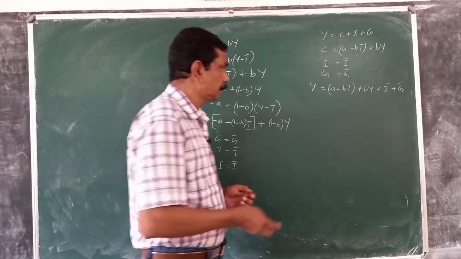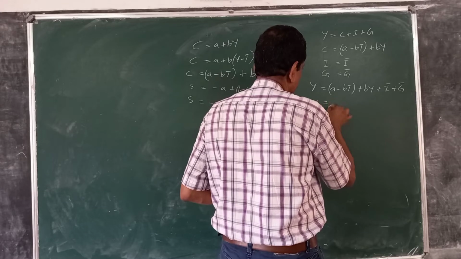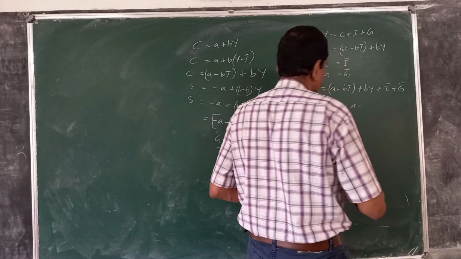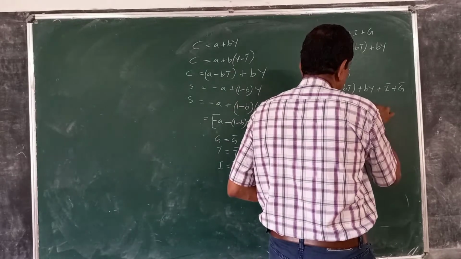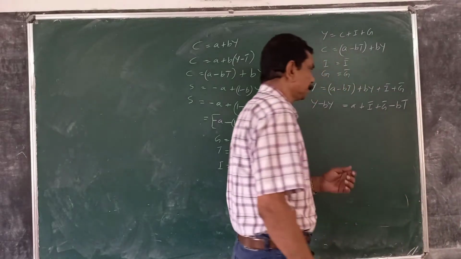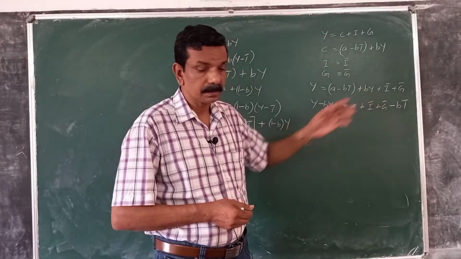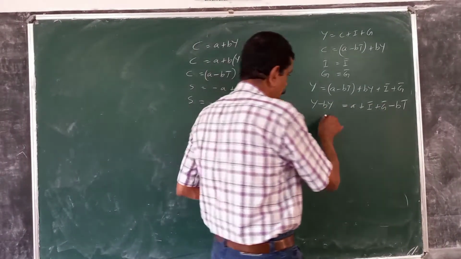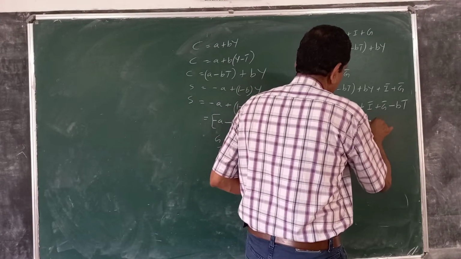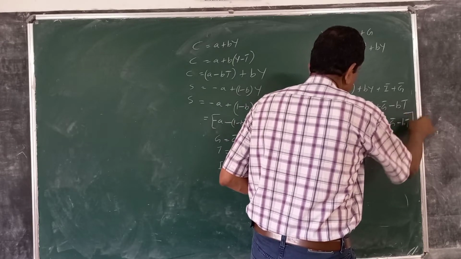Now we can write it as Y minus BY is equal to A plus I bar plus G bar minus BT. And Y is equal to 1 by 1 minus B into A plus I bar plus G bar minus BT.